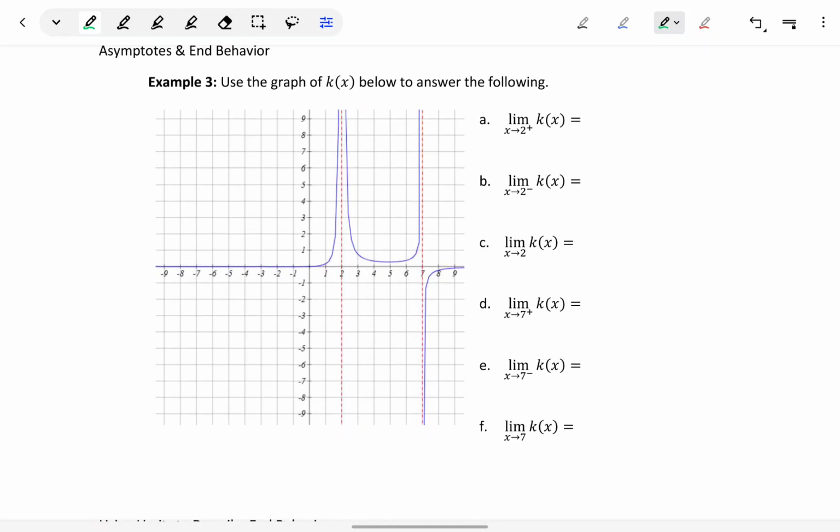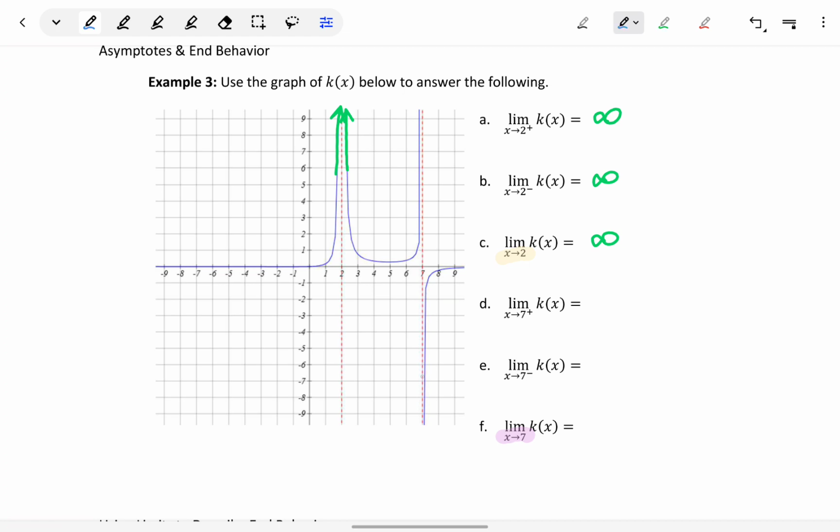In example 3, we're asked more or less the same question, but now we're considering more than one x value. So for the first 3 parts, we're considering what's happening as x is approaching 2, and for the last 3 parts, what's happening as x is approaching 7. So as x approaches 2 from the right-hand side, we see that our function value is headed to positive infinity, and we have that same behavior as we approach from the left. So the one-sided limits will both be positive infinity, meaning the limit as x approaches 2 for this function will be positive infinity.